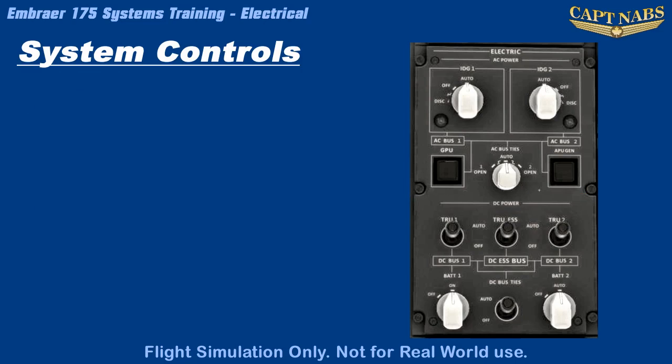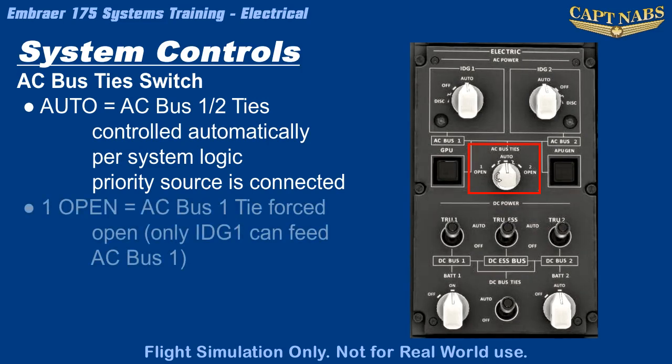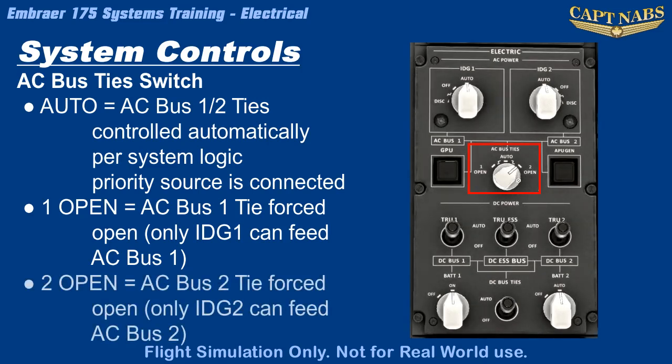Between these two switches is a controller for the AC bus ties. This switch is normally in the center, auto position, where it opens and closes the bus tie contactors between AC bus 1 and AC bus 2 according to system logic. If the switch is turned to the 1 open position, bus tie contactor 1 is opened, which isolates AC bus 1 from AC bus 2 as well as the APU generator and GPU plug. 2 open will similarly isolate AC bus 2 from the other AC bus as well as the other power sources.